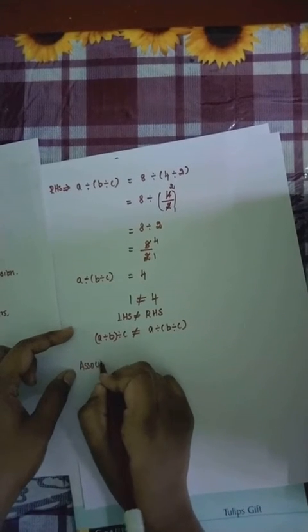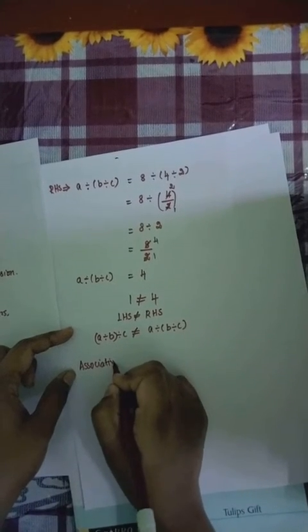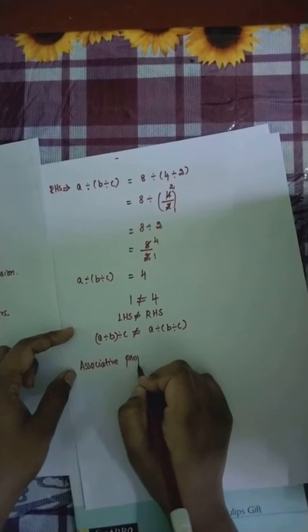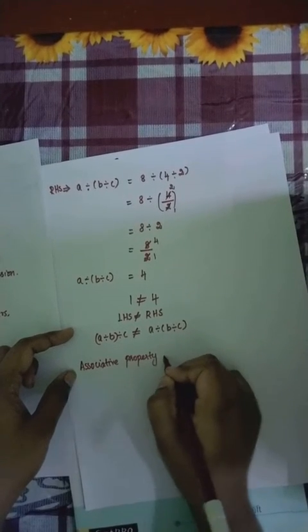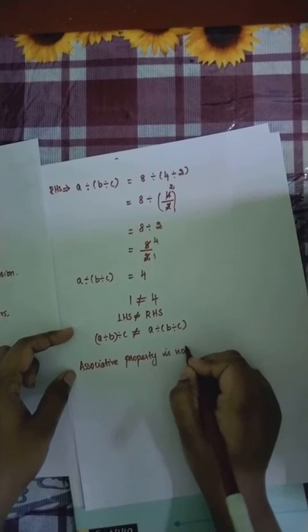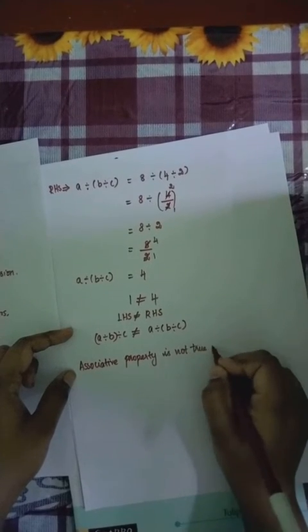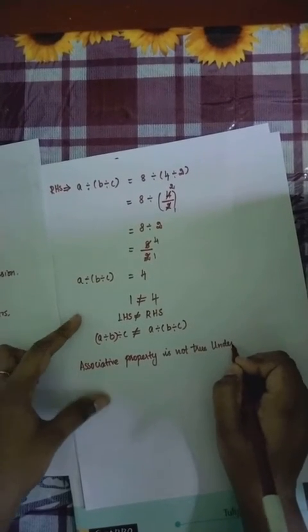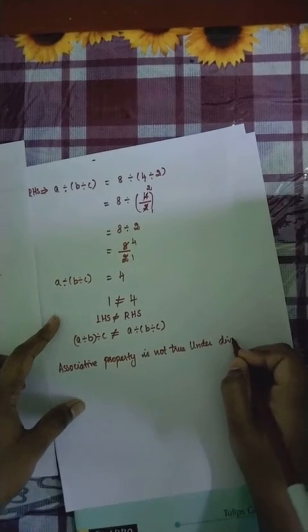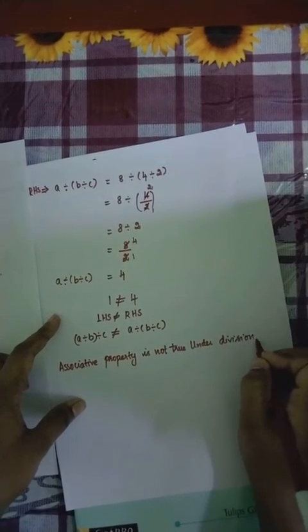Associative property is not true under division. Associative property is not true under division.